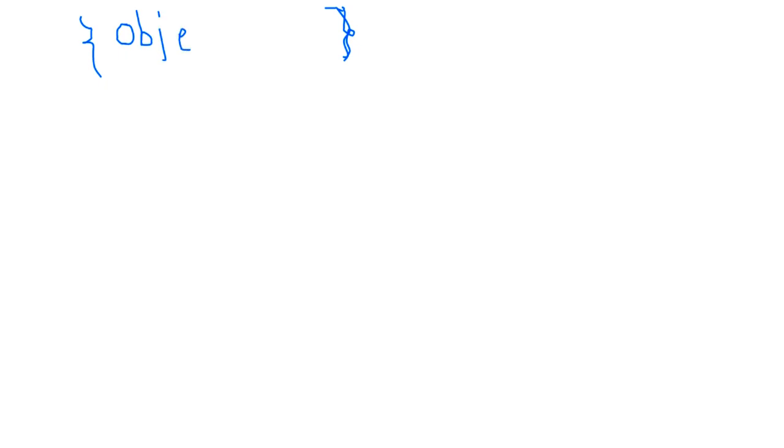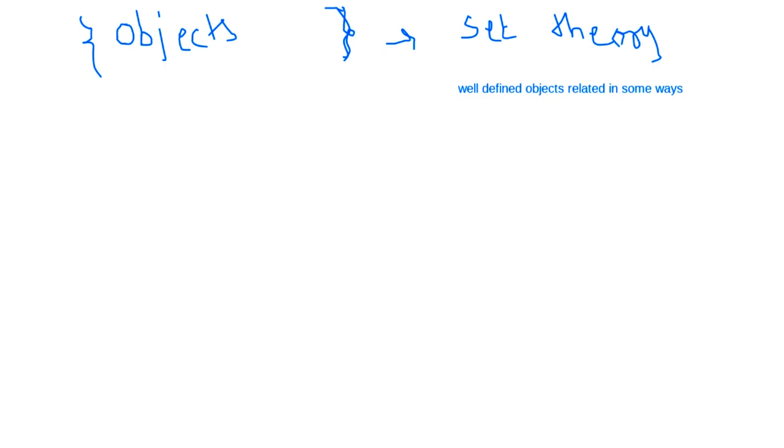Right. Now collection of objects implies what? It's set theory. Set implies what? Set is a study over a well-defined collection of objects. Fine. It's a study of well-defined objects related in some way. Fine. Now, again, whenever we are studying a set, we say it's a collection. Now, this is well-defined, related in some way.